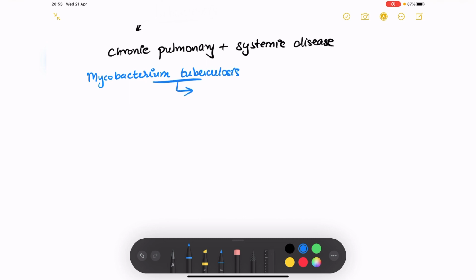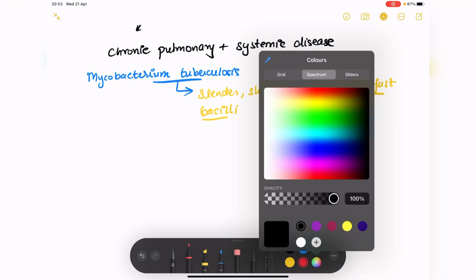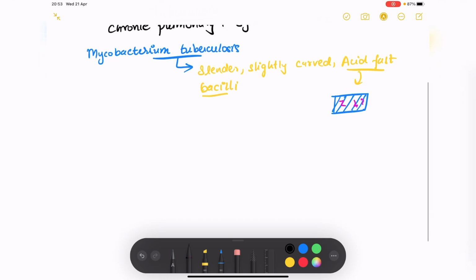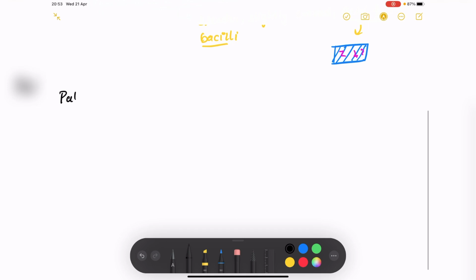Now, this bacteria is slender, a little bit slightly curved, acid fast bacilli. Obviously, it will appear like pink bacilli in blue background. Now, let's talk a bit about pathogenesis of TB.